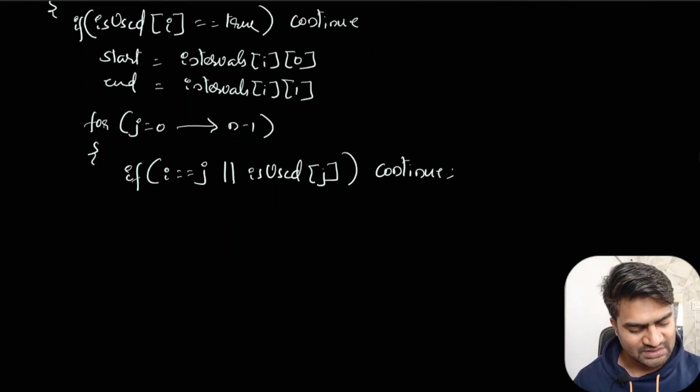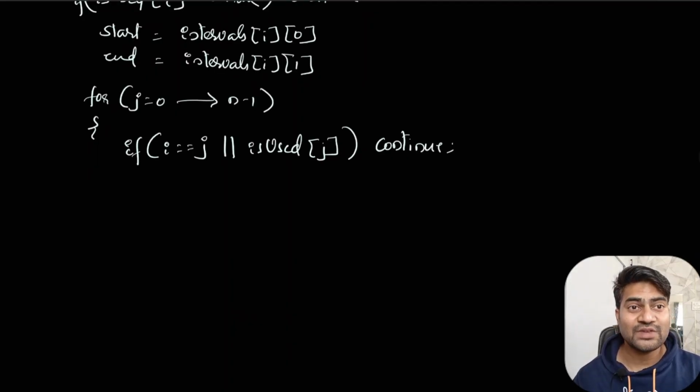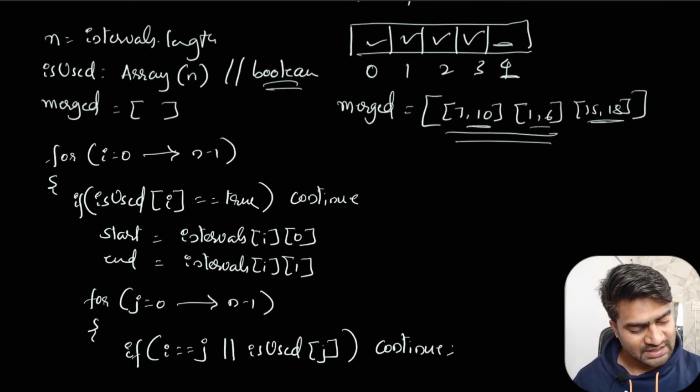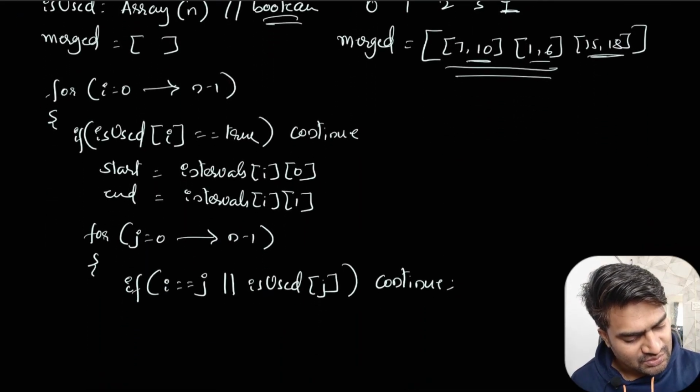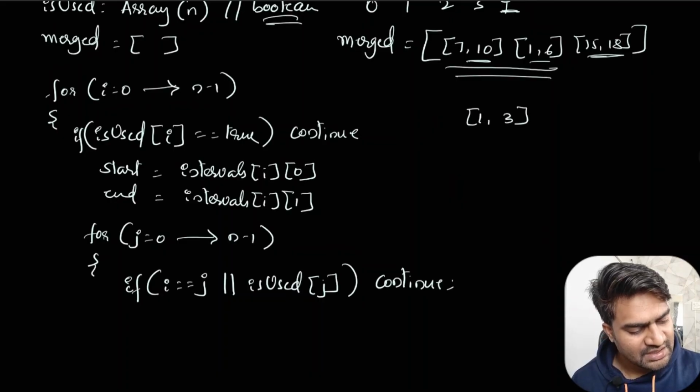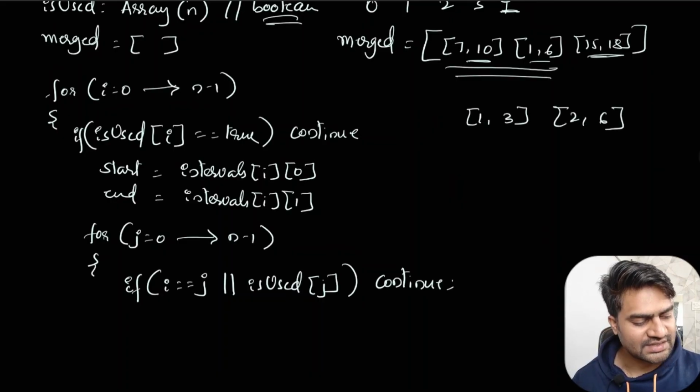If that is not the case, then now we really need to check whether two intervals overlap or not. So for that, let us take 1 comma 3 and 2 comma 6.